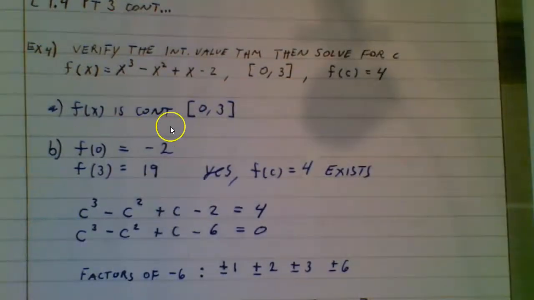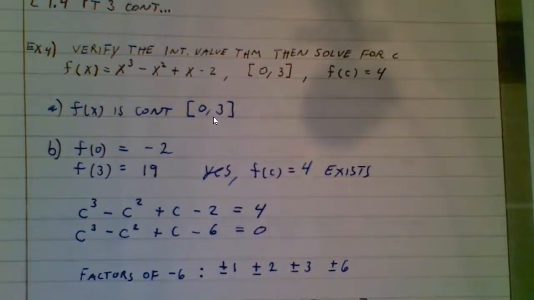So again, the first part of this is just determining, is this a continuous function from 0 to 3? Right, we know it would be continuous. This is a cubic function. Those guys are continuous from negative infinity to positive infinity, so it has to be continuous from 0 to 3. So that's kind of the first step on this.